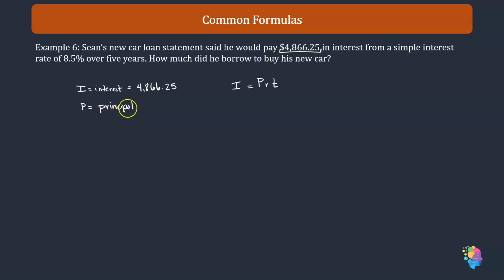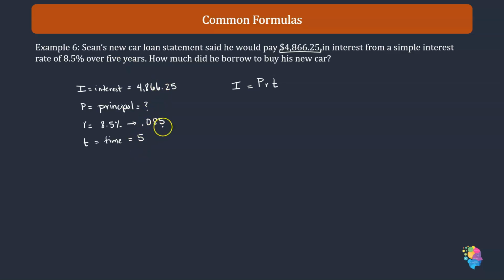P represents the principal. This is the original amount. We are not given the original amount. As a matter of fact, that's what they want us to find. How much did he borrow? So this is the one that we are looking for. R is the rate. In this case, it's 8.5%, but it has to be in decimal form. So we're going to move this decimal twice to the left, and it becomes 0.085. Finally, T is time. And in this case, they tell us that the time is 5 years.